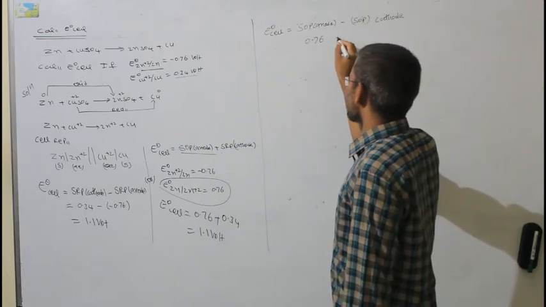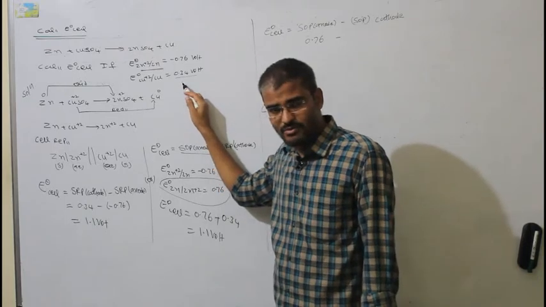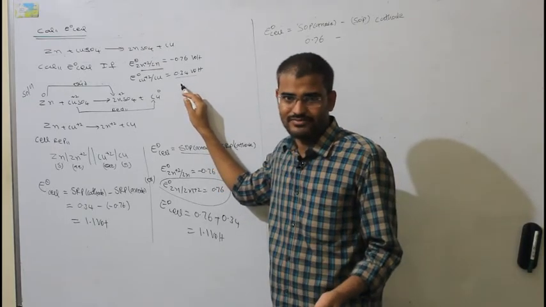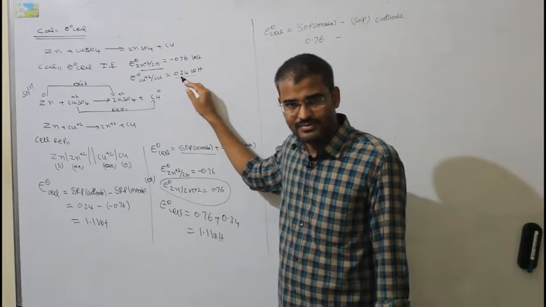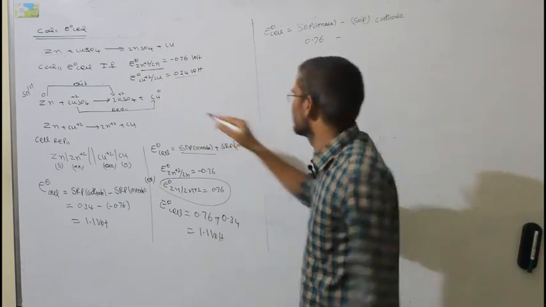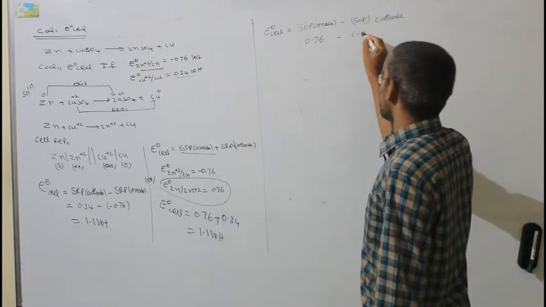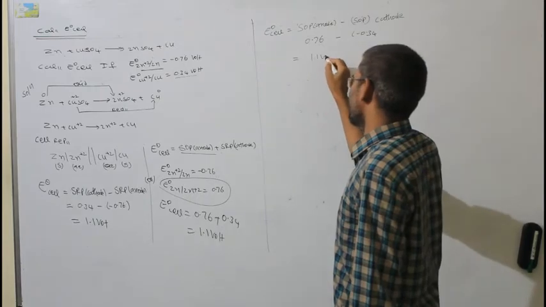0.76 minus copper. The reduction potential is given for copper, but we need the oxidation potential value. Here the given reduction potential is 0.34, so the oxidation potential value becomes minus 0.34. So here minus 0.34, then again your answer becomes 1.1 volt.